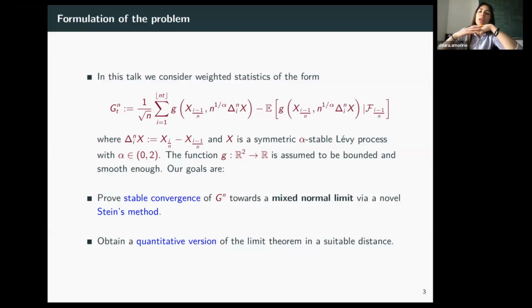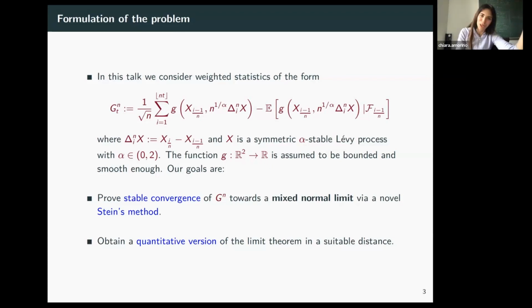So in the paper we consider these kinds of statistics in full generality, but here, in order to make the talk a bit easier, we decided to work on statistics of this type, which are already centered, which is always nice. And we want to understand what's the asymptotic behavior of these statistics. In particular, we are going to see, spoiler, that they are going to converge to mixed Gaussianity. They are going to converge stably.